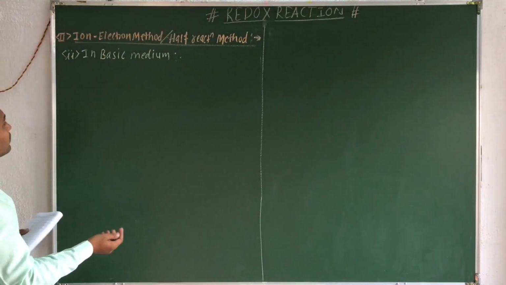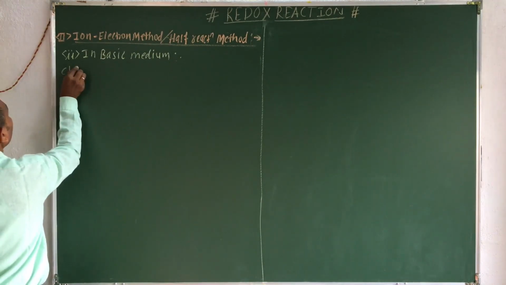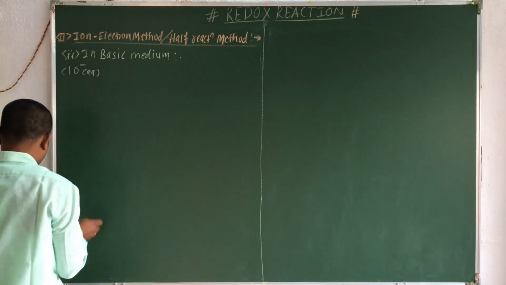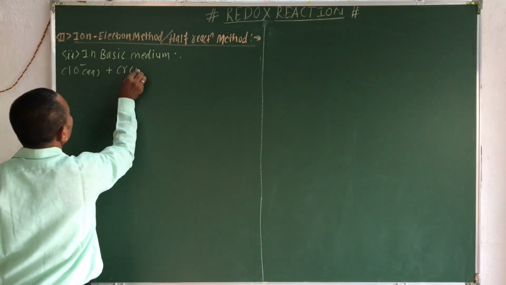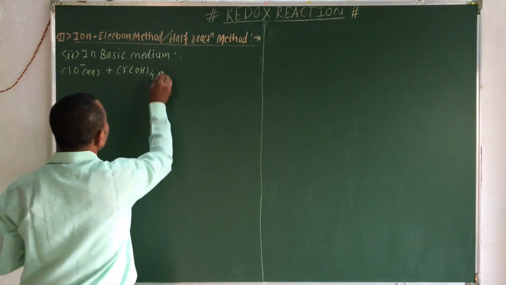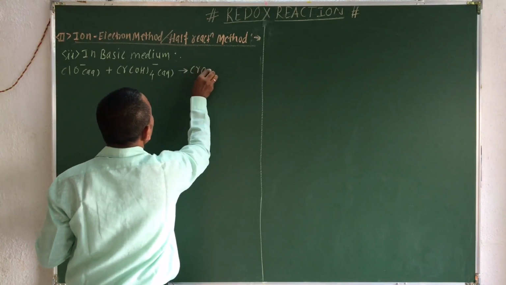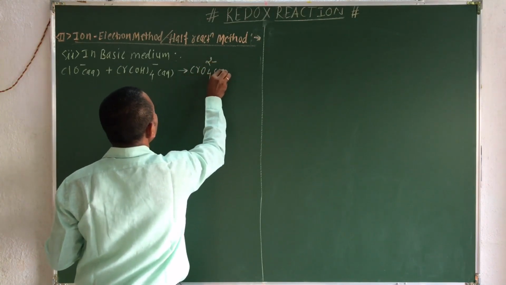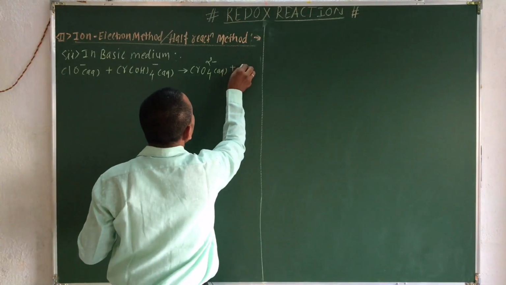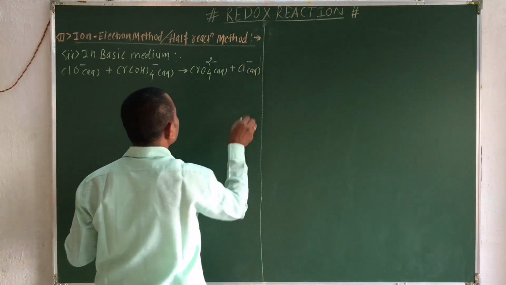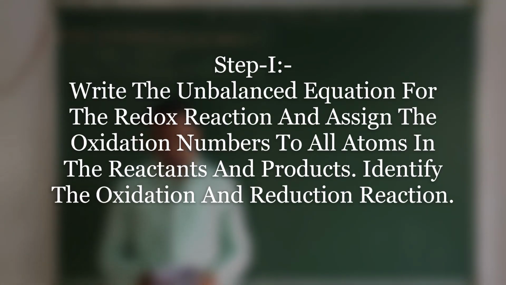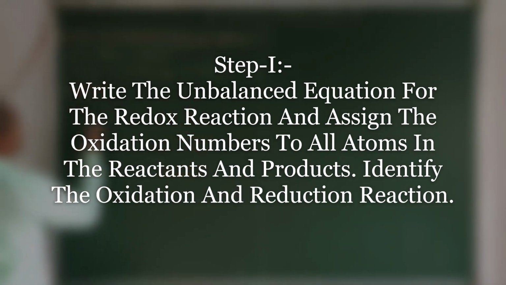Let us take this example: ClO minus aqueous plus Cr(OH)4 minus aqueous gives CrO4 2 minus aqueous plus Cl minus aqueous. Step number one: write the unbalanced equation for the redox reaction and assign the oxidation number to all atoms in the reactants and products. Now we are going to assign oxidation numbers.